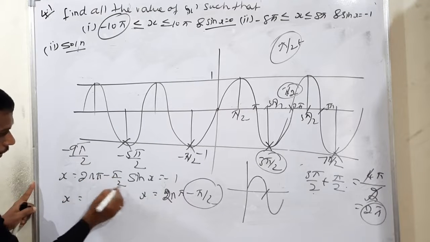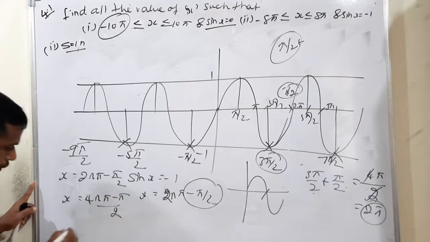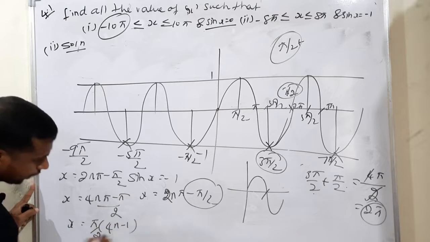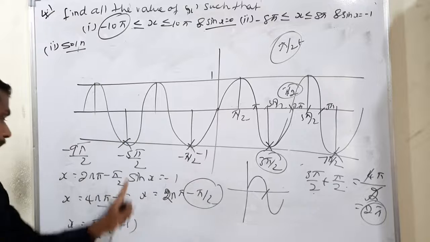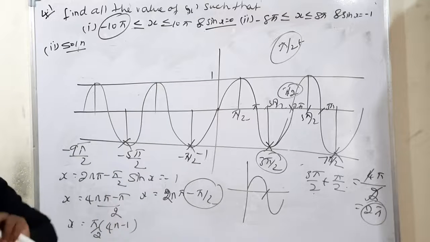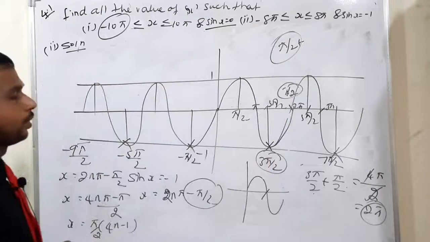So cross multiplying, 2 into 2 is 4n pi minus pi by 2. Therefore x is equal to pi by 2 taken common outside, so 4n minus 1. So what are the possible cases for this one? Second subdivision, sin x is equal to minus 1, because the interval is also minus 8 pi to positive 8 pi.